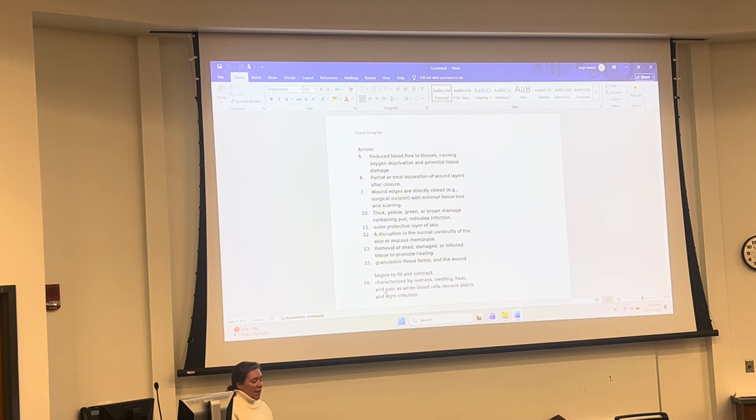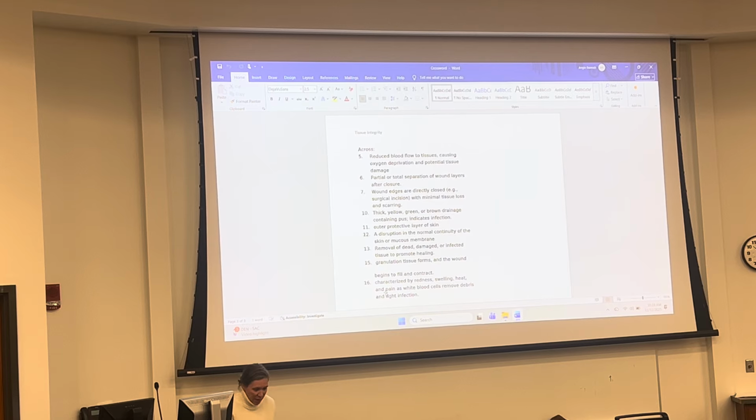All right, and then, so Deb did that, and then Erin, what'd you get for the outer protective layer of skin? Outer protective layer of skin, anyone have a different guess? She said dermis. Yeah, it's the epidermis, okay, epidermis, then dermis, then subcutaneous, right?